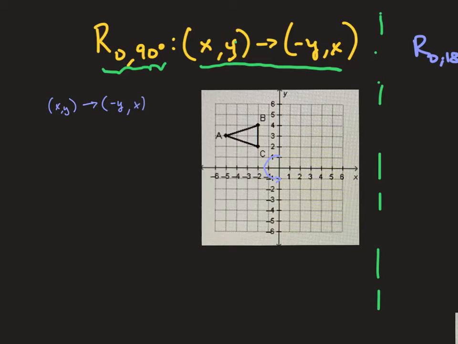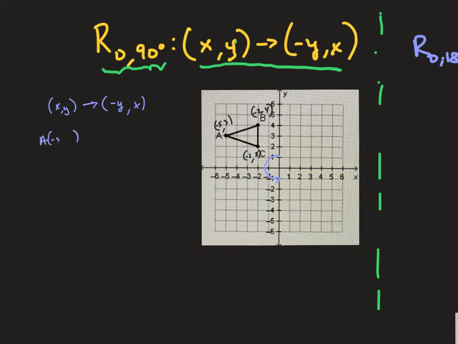A looks like, if I have an ordered pair for A, it is going to be -5, 3. B is going to be -2, 4, and then C is going to be the ordered pair -2, 2.